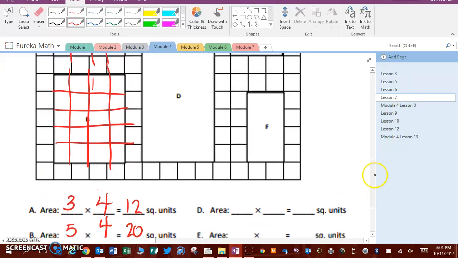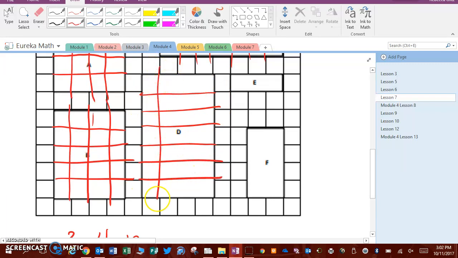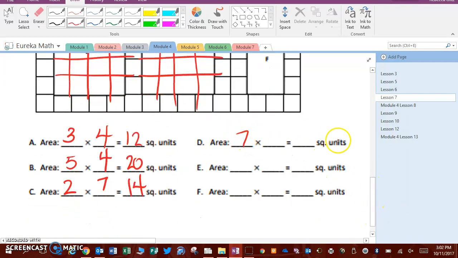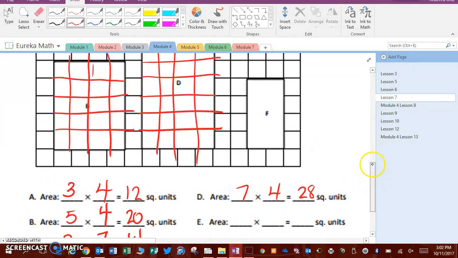A couple more. Letter D. Ooh, this is a big one. Draw my lines. Connect them up here too. Alright, so how many rows? 1, 2, 3, 4, 5, 6, 7 rows. And this is it right here. There's 1, 2, 3, 4 in each group for a total of 28 square units.